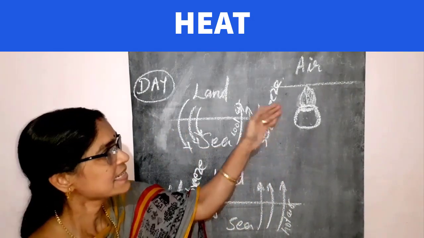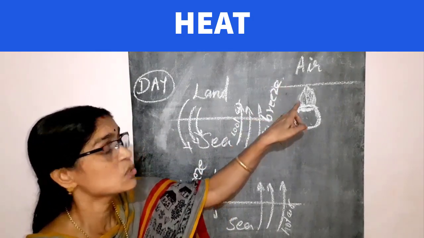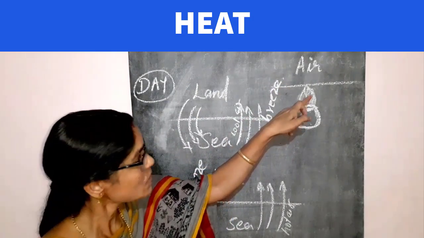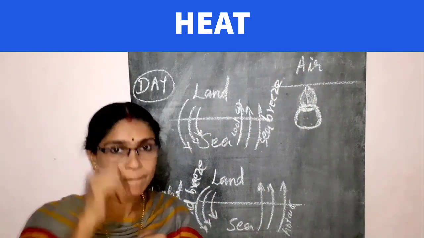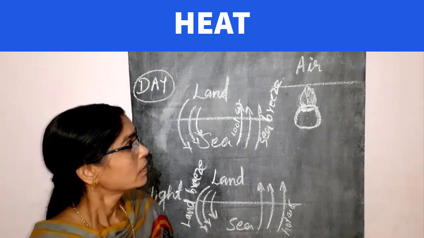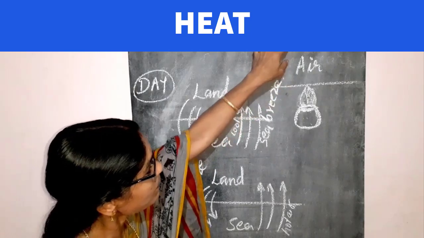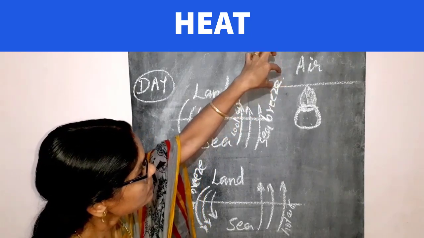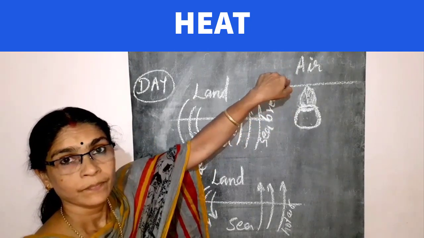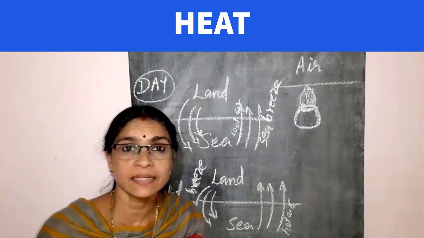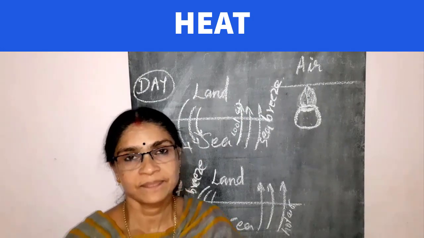Children, listen here. The air near the heat source gets hot and rises up. The hot air rises up. At that time, the air particles from the side and above move down and take its place. Then this movement of air particles continues till the whole air gets heated.